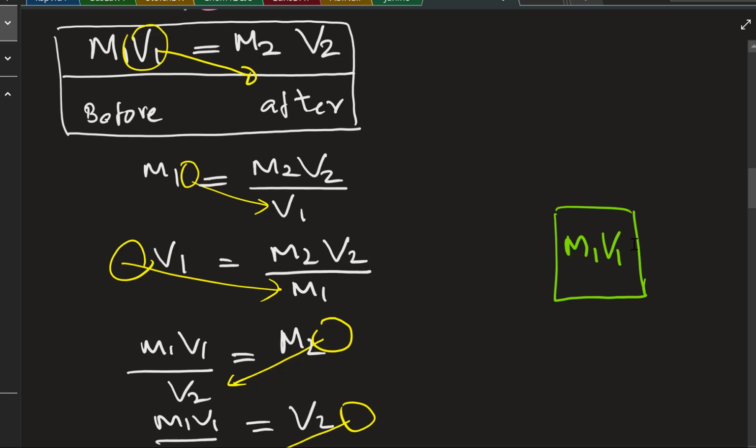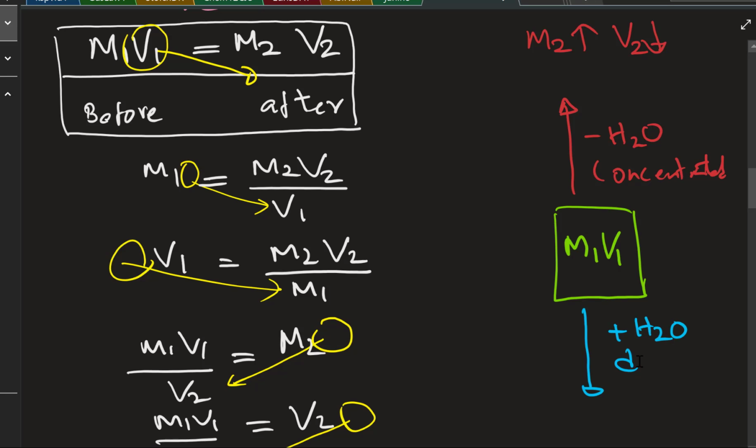Now, how do we make sense of adding water and taking water away, making diluted, making concentrated? This is how we make sense of it. If I have a solution of M1 and V1, some molarity and some volume, and you take the water out, minus water will make it concentrated. That means M2 will be higher and the volume V2 will be lower. That's how you make sense of it. If you add water into this green cage, you make it diluted. That means M2 goes down, and the volume V2 goes up. That's how you make sense of it.